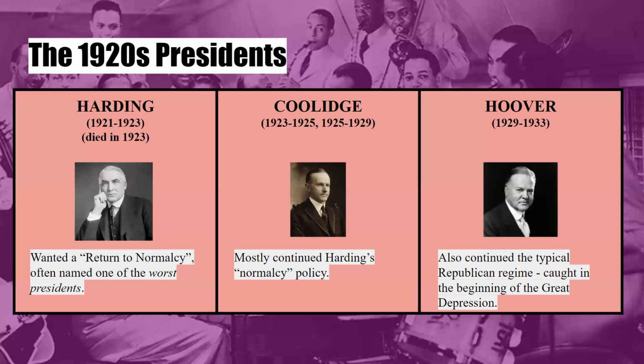Coolidge was president from 1923 to 1925 to finish up Harding's term, but also his own term from 1925 to 1929. And he mostly just continued Harding's normalcy policy. He didn't really change much, and it was back to the typical Republican role, as they call it. Herbert Hoover was president from 1929 to 1933. He also just continued what was going on, and he just left it as it was and let the economy just do what it did. But he was caught in the beginning of the Great Depression, so it was different for him.